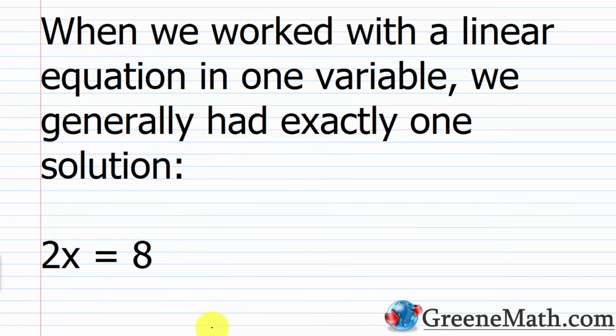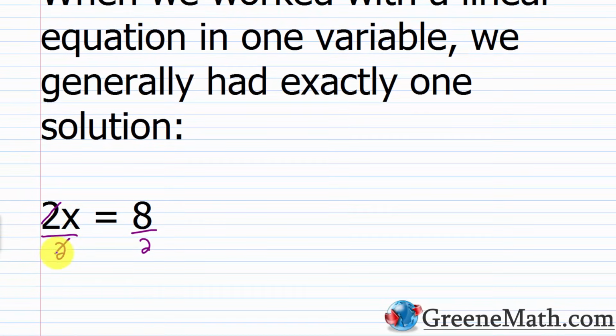So when we worked with a linear equation in one variable, we generally had exactly one solution. I know we talked about a special case where that's not true, but in general, we had one solution. So if I looked at something like 2x equals 8, we already know how to solve this. We divide both sides of the equation by 2, which is the coefficient of x. This cancels with this, and I just have x equals 8 divided by 2, which is 4. So there's exactly one solution here. There's only one number that when plugged in for x gives us a true statement.